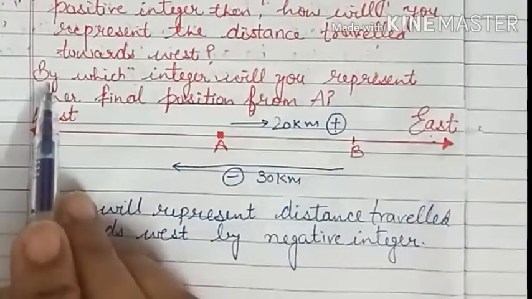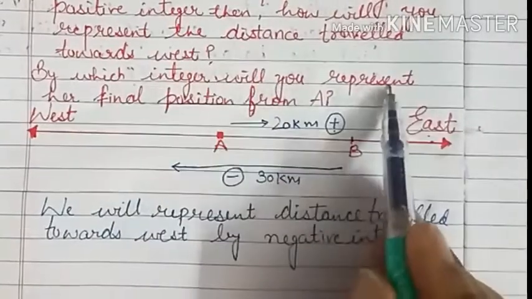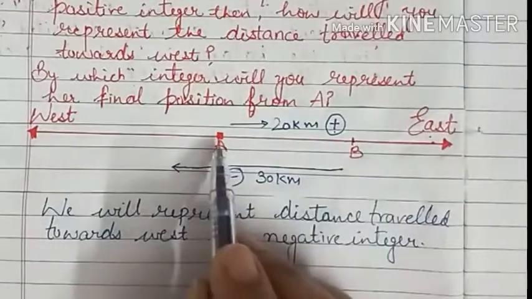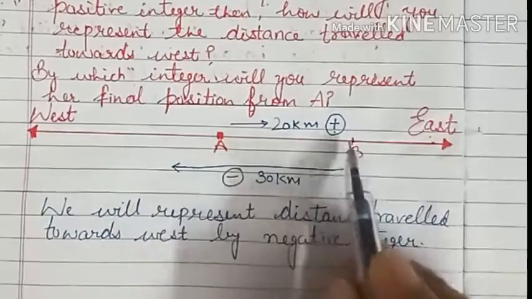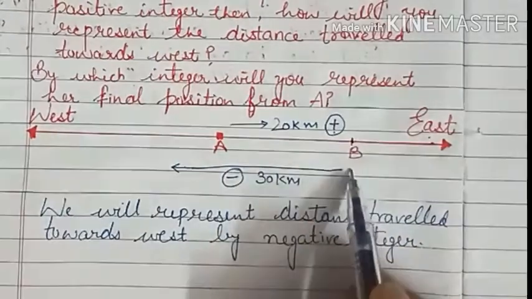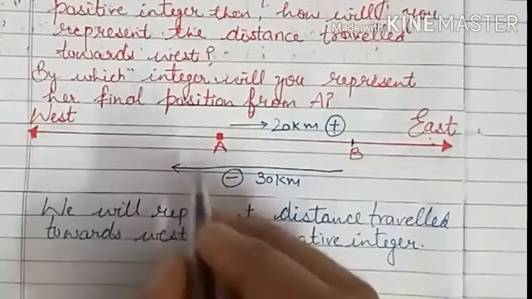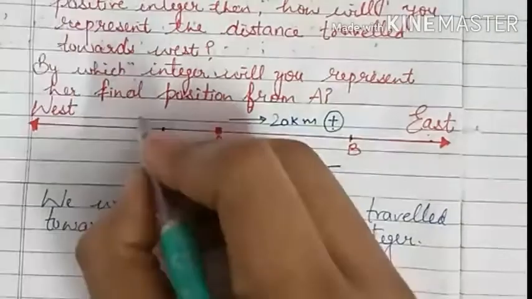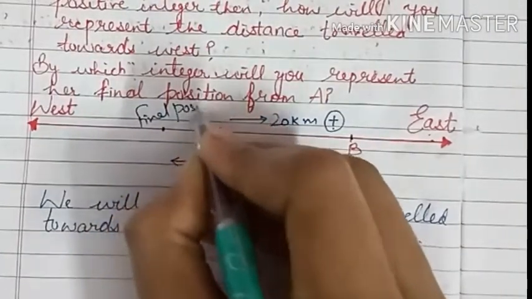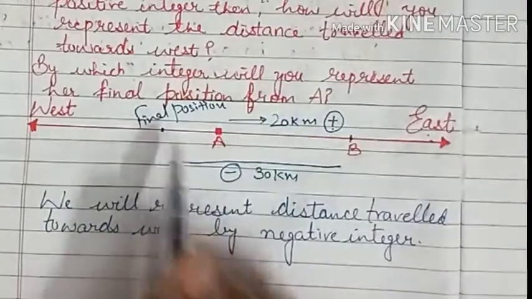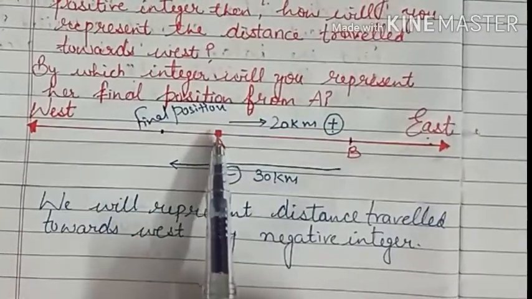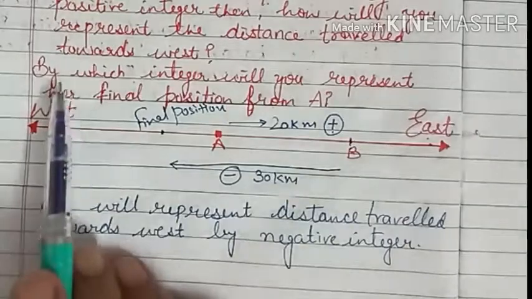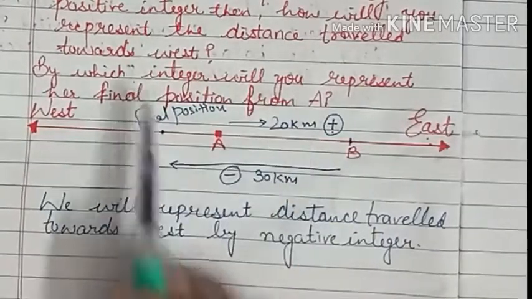Okay. Now further, by which integer will you represent her final position from A? That means first she moves from point A to point B. Then again from point B to west direction she traveled 30 kilometers. So this is her final position. So we are to find out the total distance that she has traveled from first A to B, then B to this point. Okay, and then we will check which integer represents it.